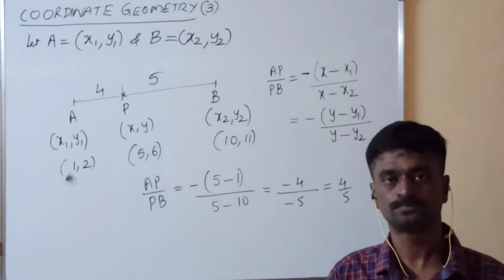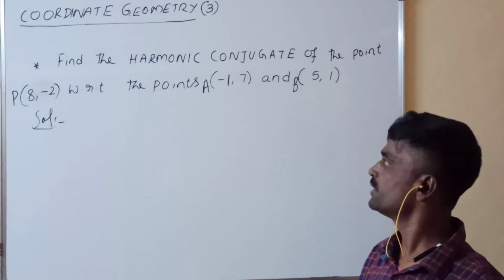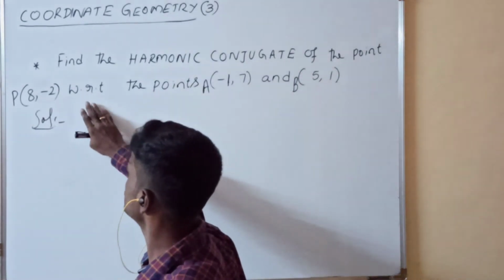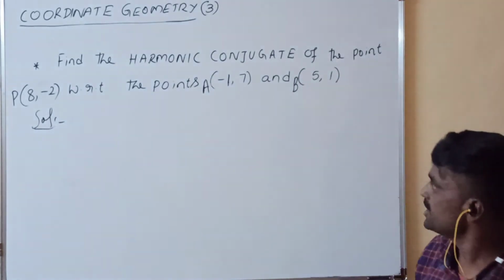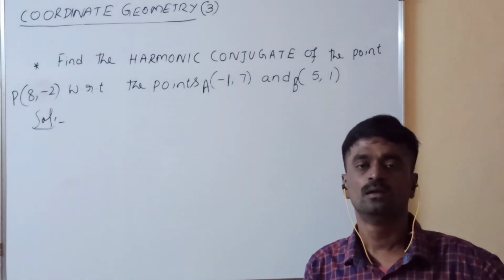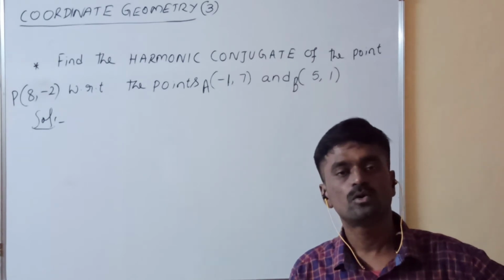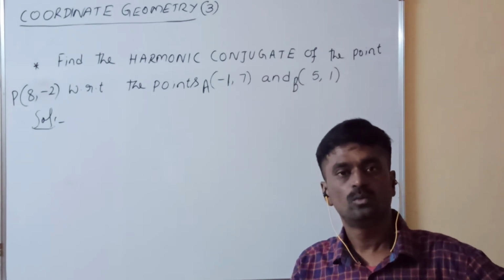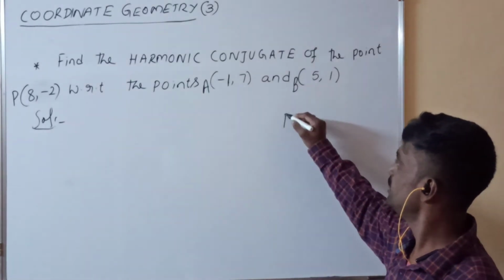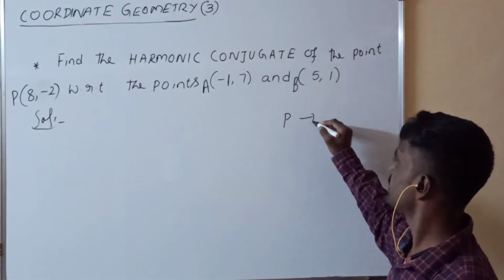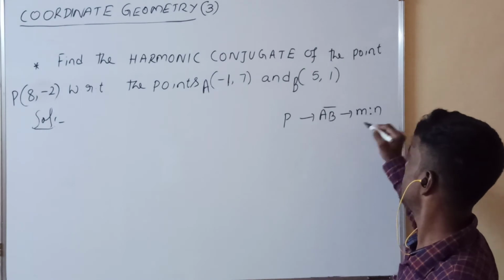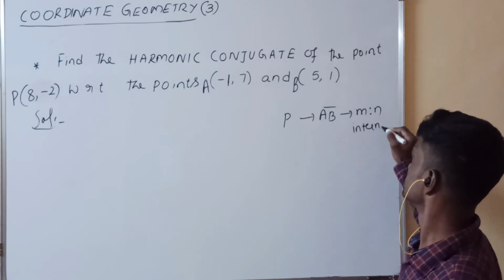Okay, understood? So look at the example. Find the harmonic conjugate of the point P (8, minus 2) with respect to the points A (minus 1, 7) and B (5, 1). So what is the harmonic conjugate point definition? We have learned it. Suppose P is a point that divides the segment AB in the ratio m:n internally.